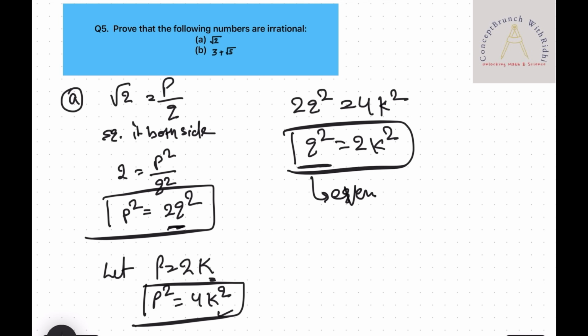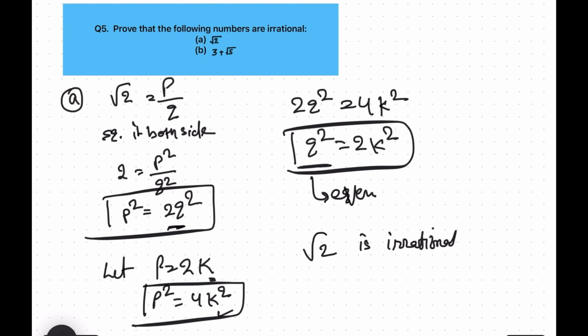So since our assumption that root 2 is rational leads to a contradiction, the assumption is false. Therefore we can say root 2 is irrational. You can write the words here as a proof by contradiction.